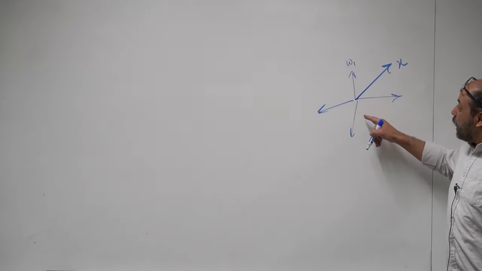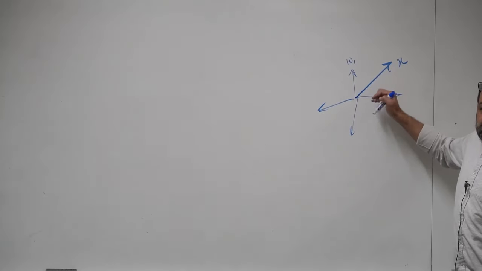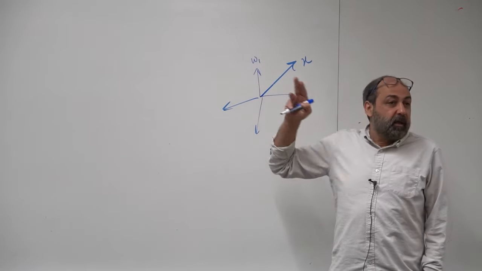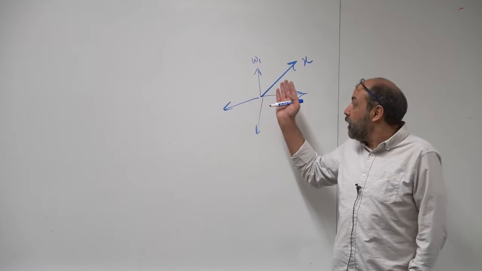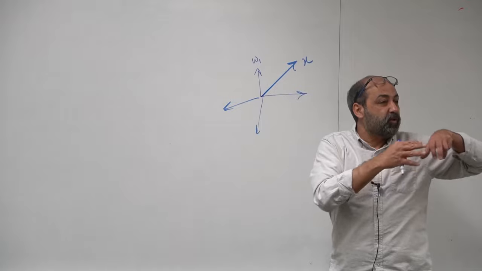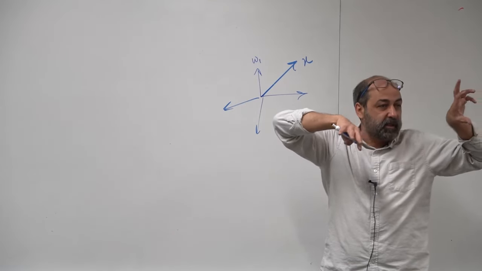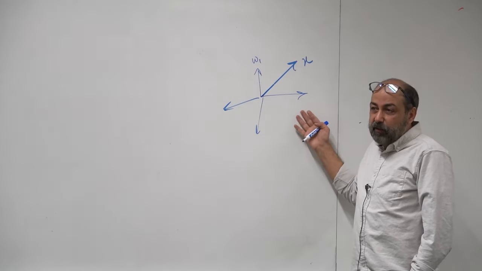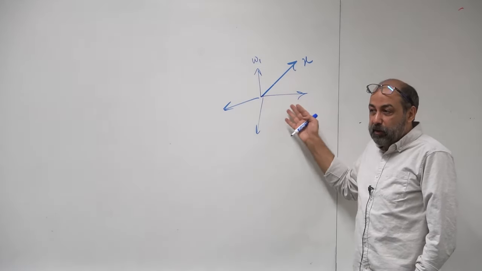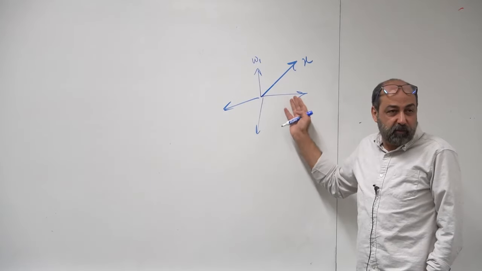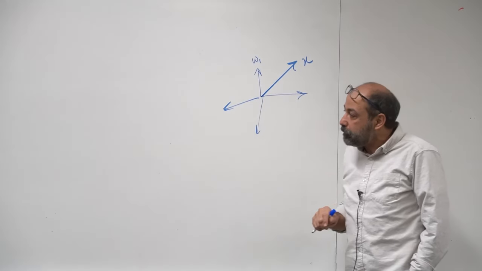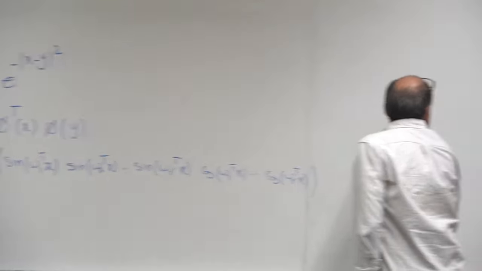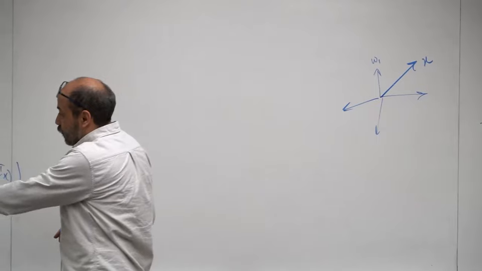So omega transpose x with some random omegas locally expresses similarity of x with some vectors around it in this space. So these are, in fact, meaningful features. The omegas are random, but they are meaningful features because they tell you something about the geometry of this space. And you can prove that this is a good approximation of the Gaussian.